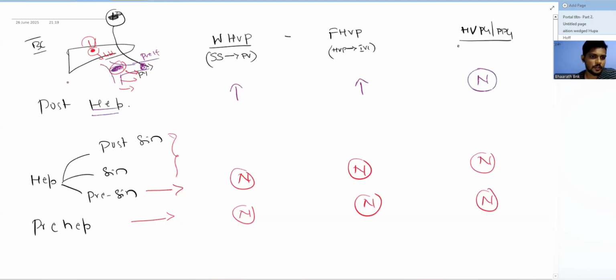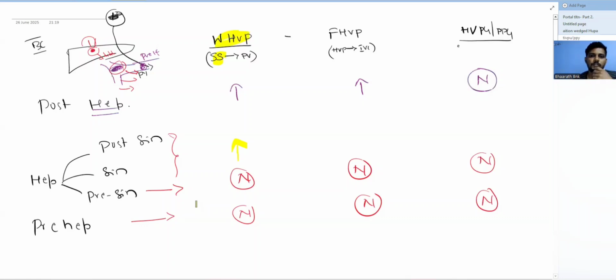So in case of sinusoidal, the problem is at the sinusoid, right? Because the most common cause for both sinusoidal and post-sinusoidal is alcoholic cirrhosis. In sinusoidal, there is deposition of fibrin in the space of Disse, and that is the reason for development of the hypertension. And sinusoidal pressure is increased. As I told you, sinusoidal pressure is nothing but the wedged hepatic venous pressure. So obviously this is increased, right?